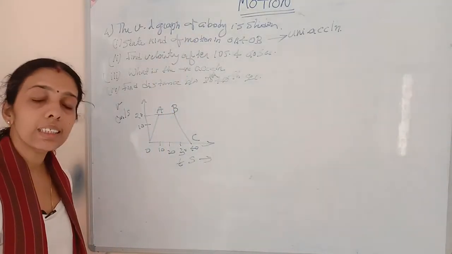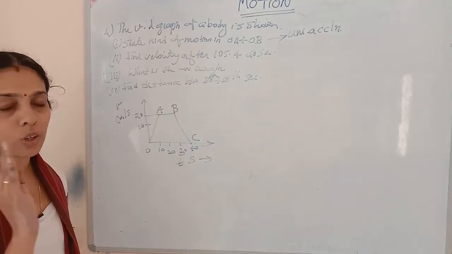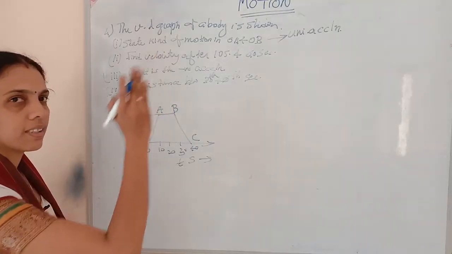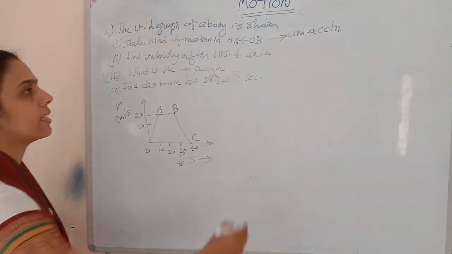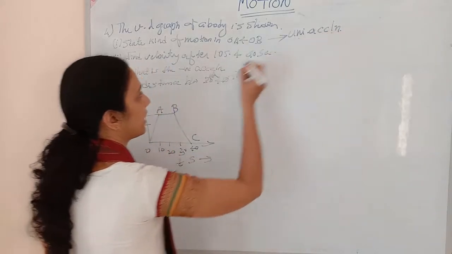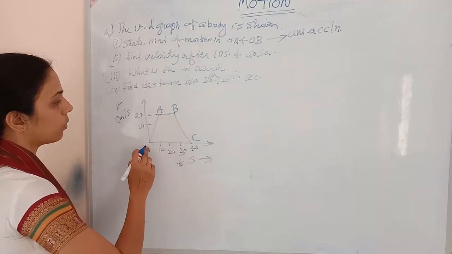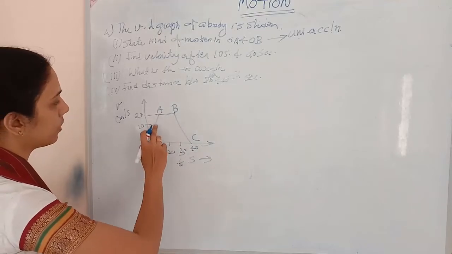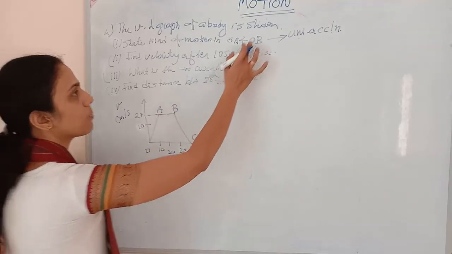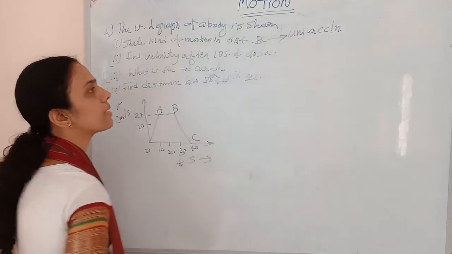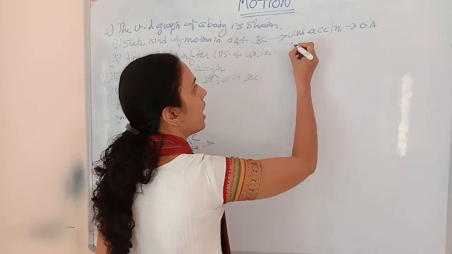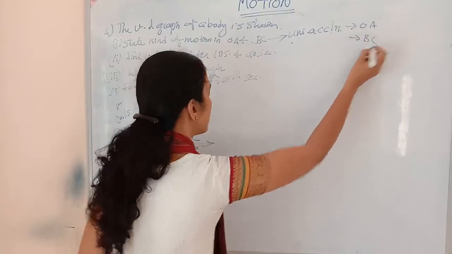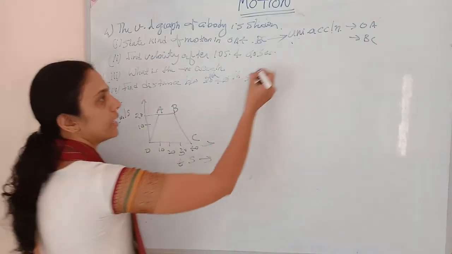Velocity is increasing with respect to time, and it is a constant. It is a straight line graph with a slope. Then we can say it is under uniform acceleration. And OA and not OB, it is BC. So what is the BC? In OA it is uniform acceleration, and in BC it is uniform retardation.